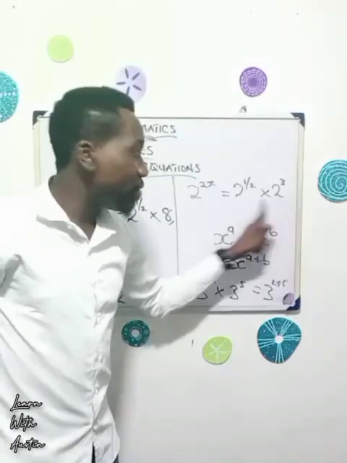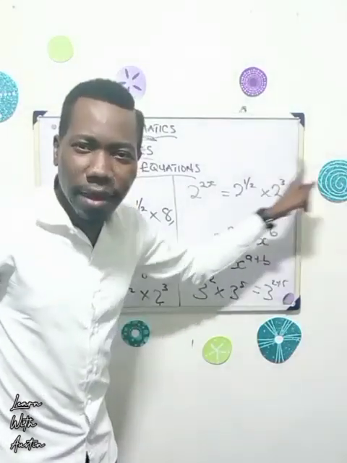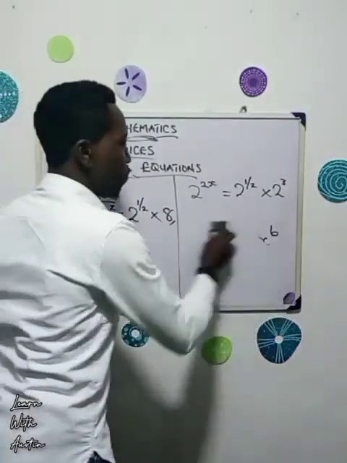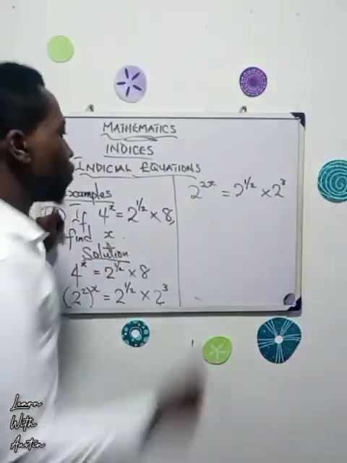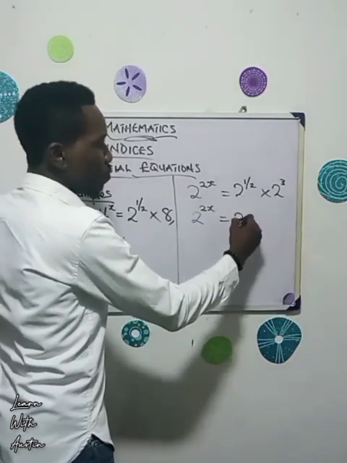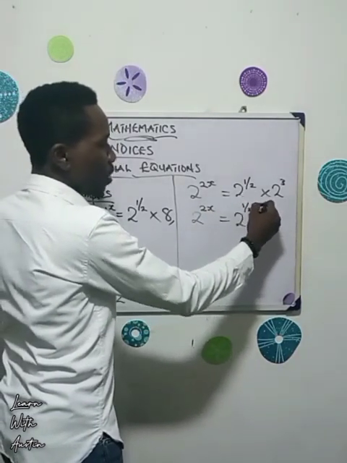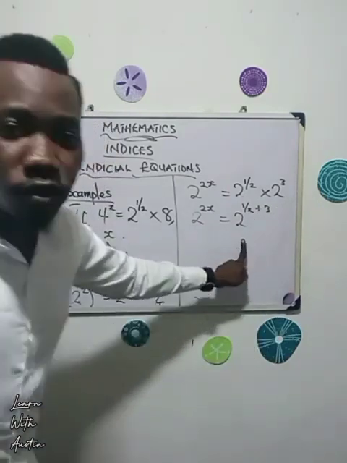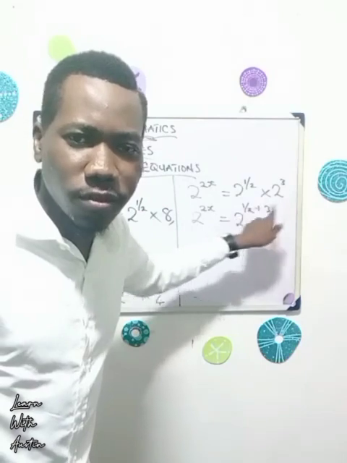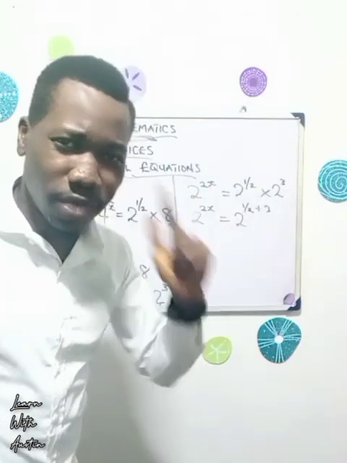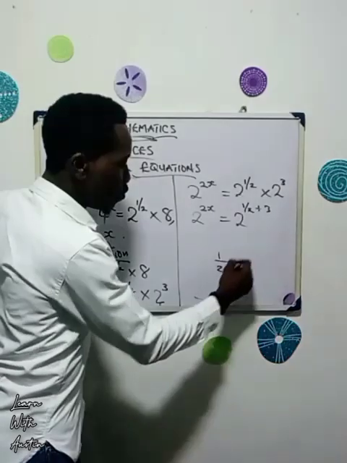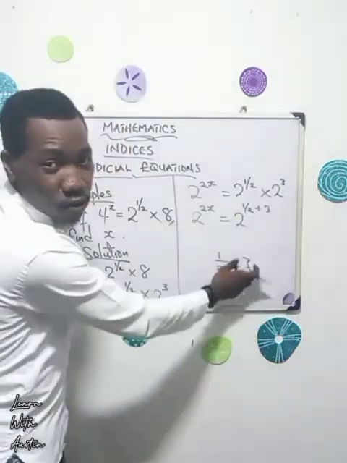So we can apply that here, the same base, 2 and 2. So we can add up the powers. Now what will it give us? You're going to have 2 raised to the power of 2x equal to 2 raised to the power of 1 over 2 plus 3. Now the question is, what is 1 over 2 plus 3? That's 3.5. That's 3 whole number 1 over 2.